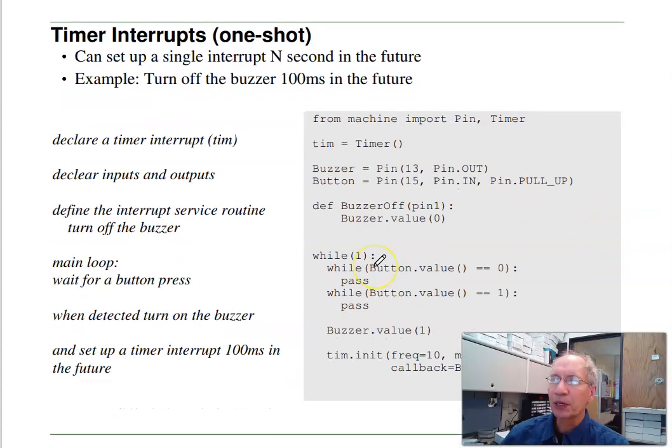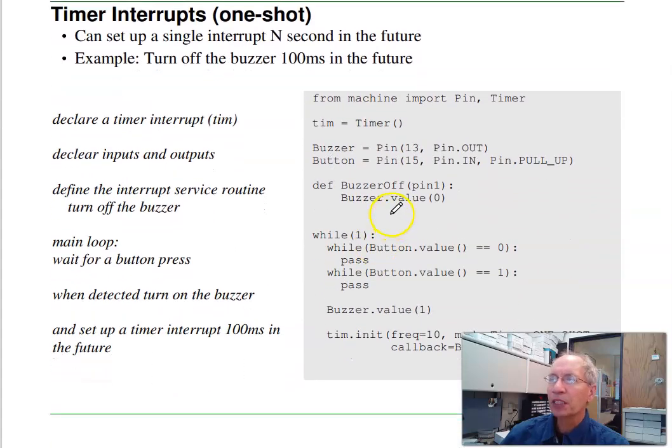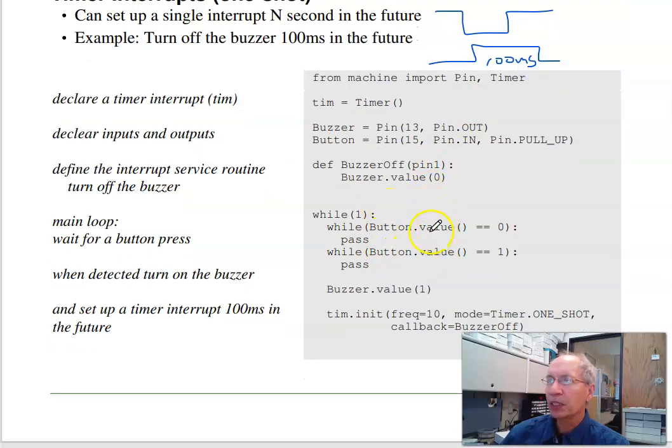A second type of interrupt is a one-shot. With a one-shot, the interrupt is only called once. For example, when I push a button, I want to output a pulse that's precisely 100 milliseconds. I can do that with a one-shot. So here what the main routine does is I wait for the button push. So while the button is low, I wait. While it's high, I wait. On the falling edge, I then execute the code. On the falling edge, I'm going to set the buzzer to 1 and then set up a timer interrupt.